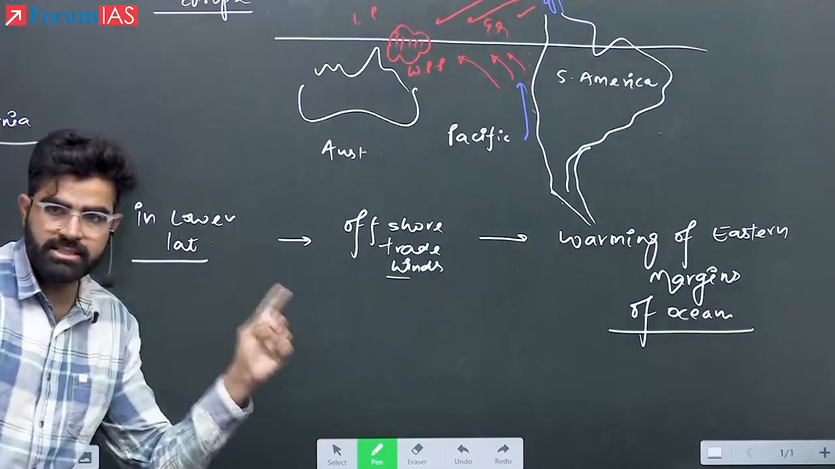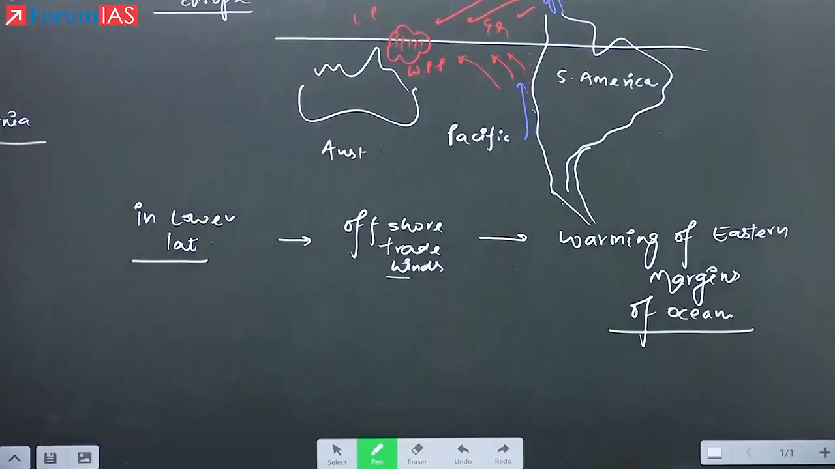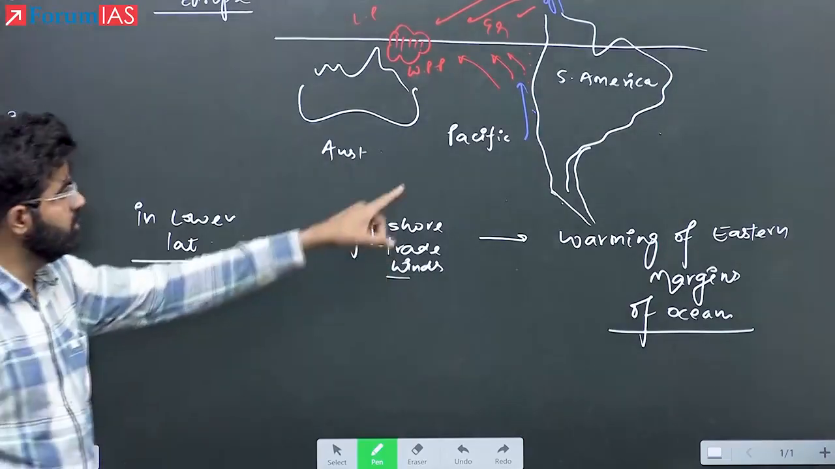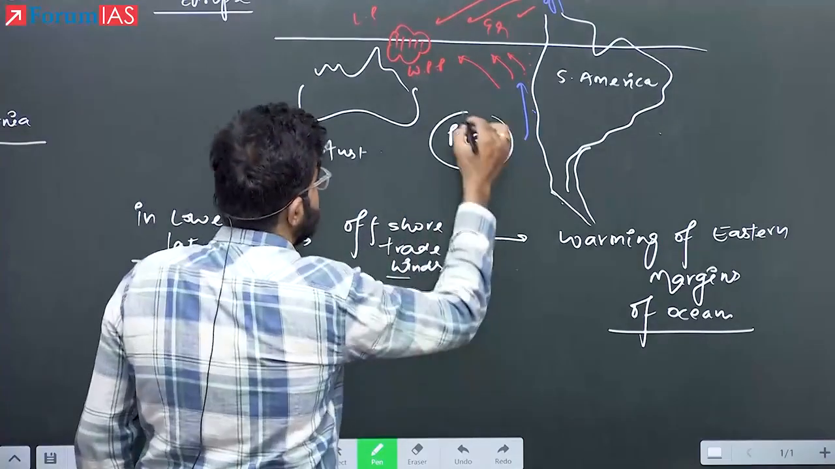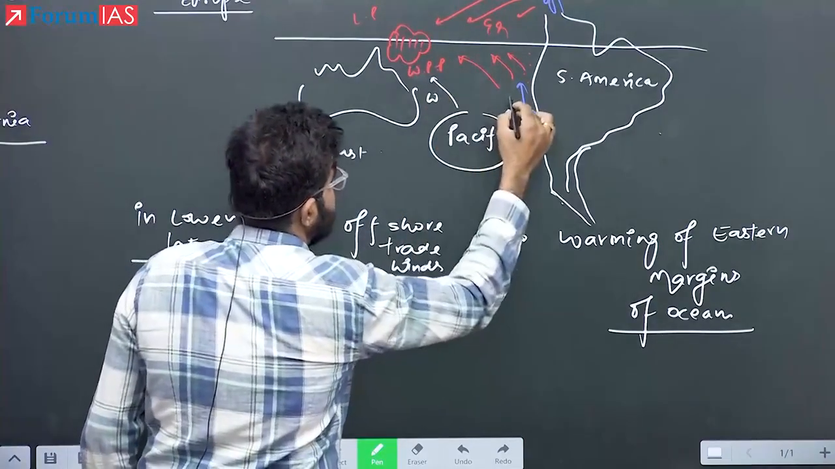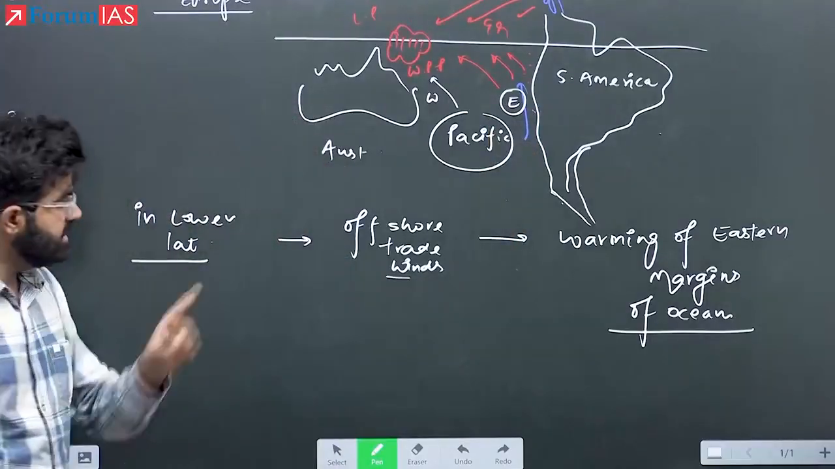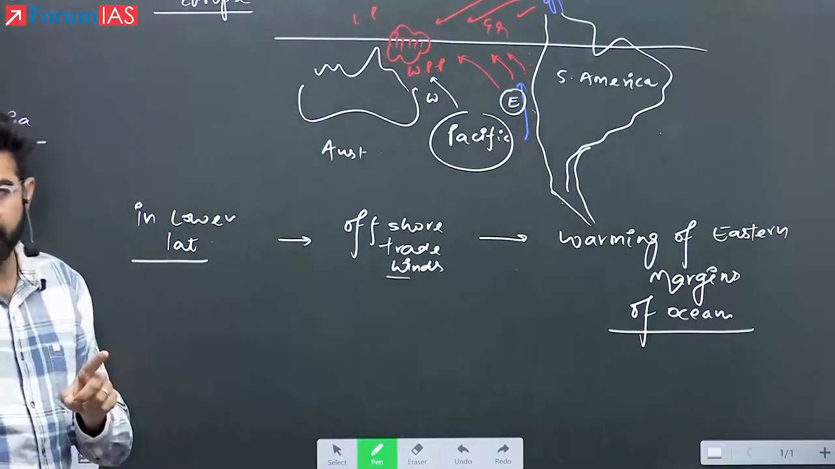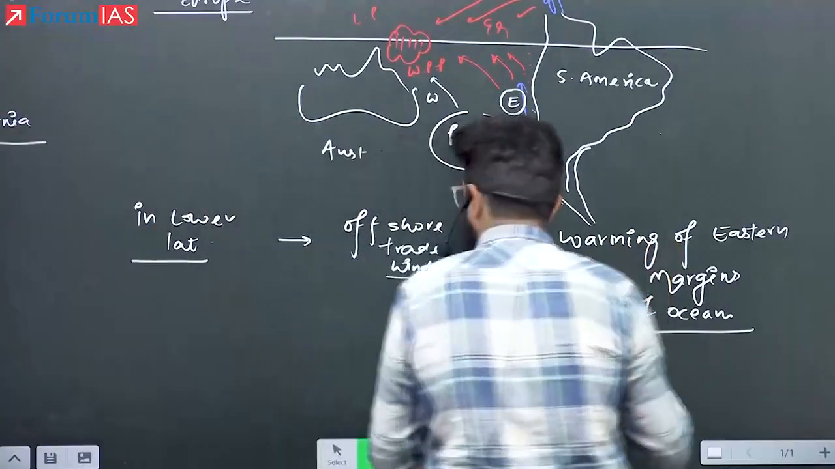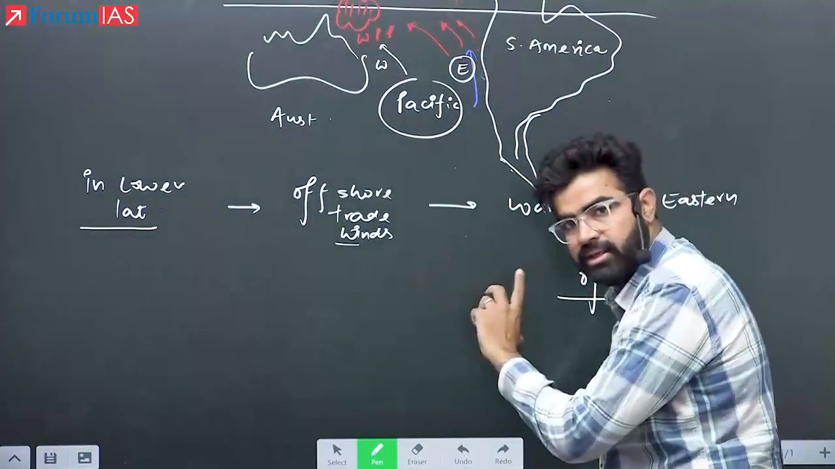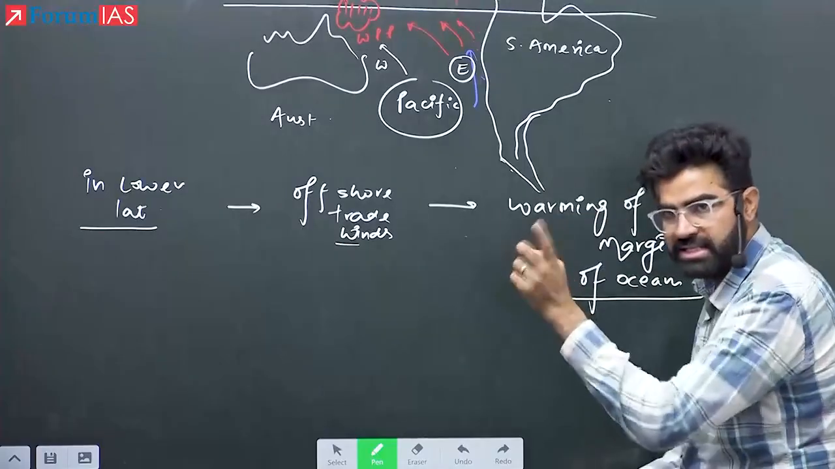Look carefully and just tell me, is it correct or is it incorrect? No. Why? It is the western margin of the ocean. This is the Pacific Ocean. Here it is the western part and here it is the eastern part of the ocean. Now please see this statement very carefully for the prelims. This question will be asked again. It was asked in 2022, and earlier also.